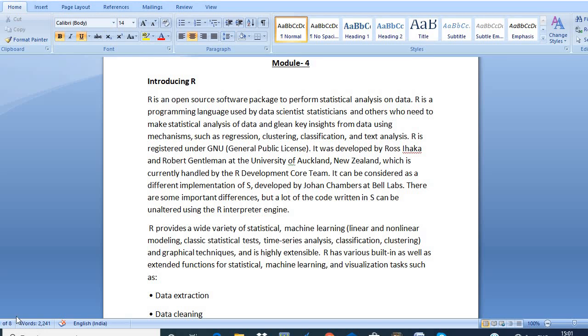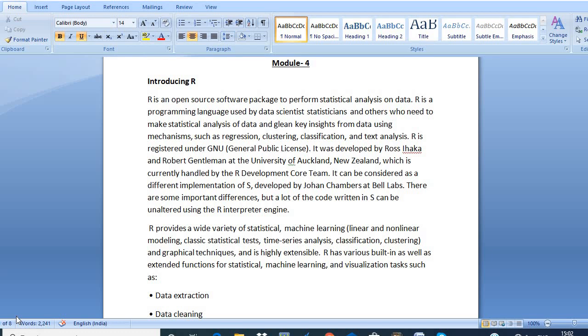Hi all, let's start our fourth module. In the fourth module, we'll give an introduction to the R software, mainly how to put data into R, or how to retrieve data from R, and what the main features of R are. These basic coding skills will also be discussed in the fourth module. So the main aim of the fourth module is to give an introduction to R software.